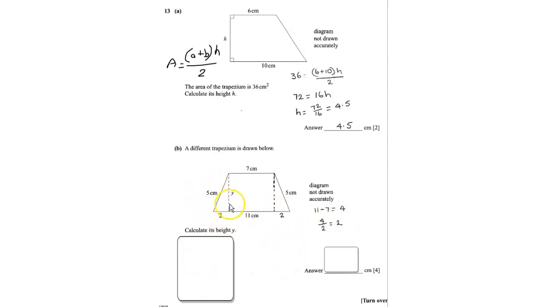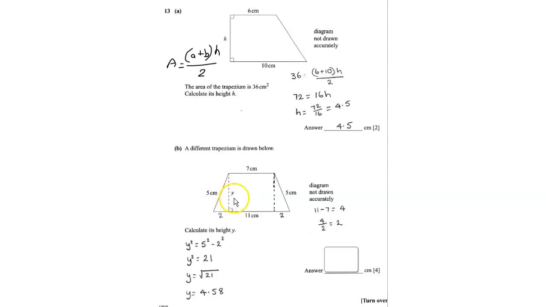Next, we're looking at this triangle here. So we've got a right angle triangle, which means we're going to use Pythagoras to work out what the height would be there. So you can see that we've got the hypotenuse of this right angle triangle, which is 5 centimeters.